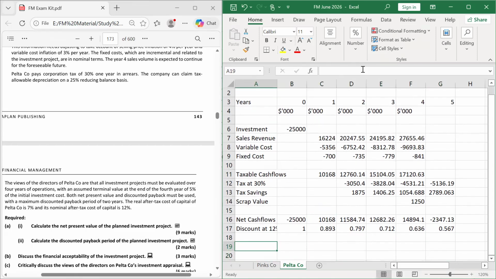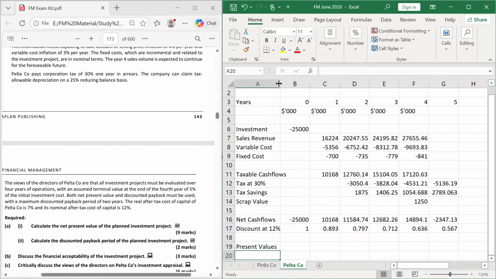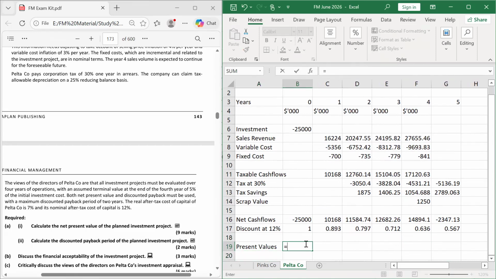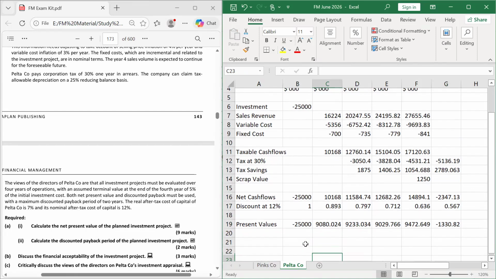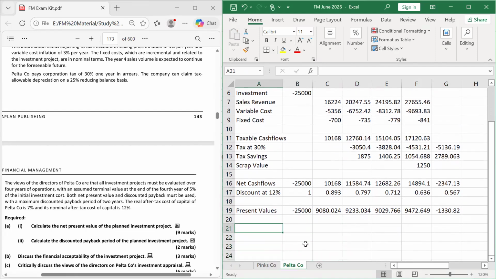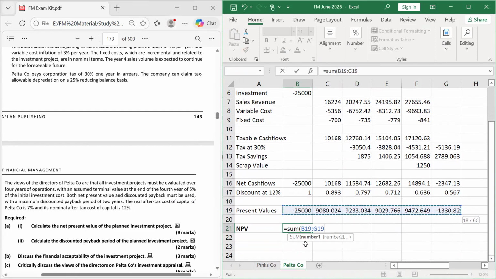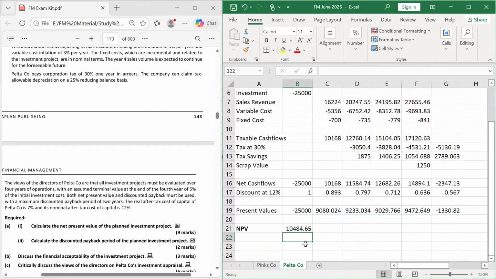So now you have to calculate the present values. Let me drag this down. Present value will be this times the discount factor at 12%. So just copy the formula, Control C, Shift right arrow, drag till year 4 and press Control V to paste the formula. You got all the present values. Now you just need to sum them to calculate the NPV. So NPV is equal to the sum of all these, which is going to give you the NPV of 10,484.65. So that is going to be your answer.